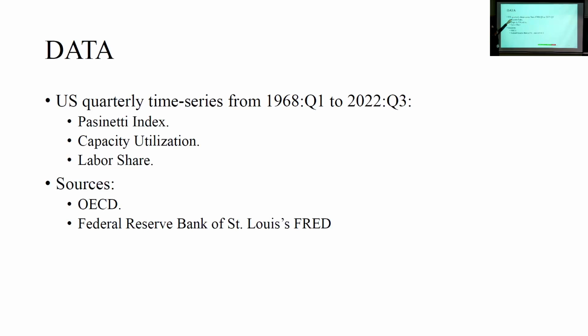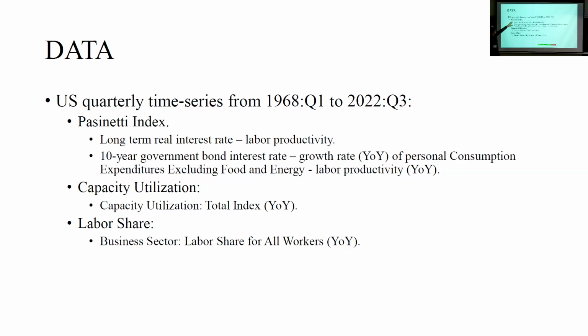And we took the data from the OECD and the St. Louis Federal Reserve. For the Pasinetti Index we use the long-term real interest rate minus labor productivity. As a measure of the long-term real interest rate, we take the 10-year government bond interest rate, and to make it a real interest rate, we use the CPI excluding food and energy. And we take the labor productivity time series from the St. Louis Fed. I think this is output per worker.